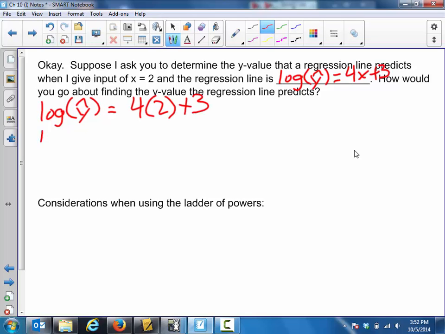You want to say log of y hat equals 4 times your 2 plus 3, based upon 2 being your input for x. You don't want to say that your predicted y value is just 8 plus 3 or 11. That's not how this works. We're changing how the y values look to use this linear model that we've seen since chapter 7. But now if you want the y hat, the y value the regression line predicts, you've got a little bit more work to do. So remember, anytime I write log of some variable, that is a hidden log base 10. Hidden log base 10. We can rewrite this.